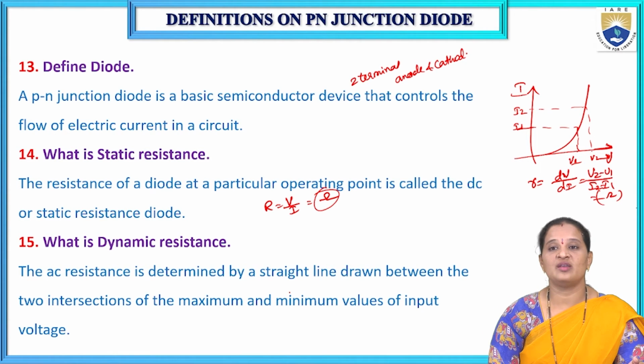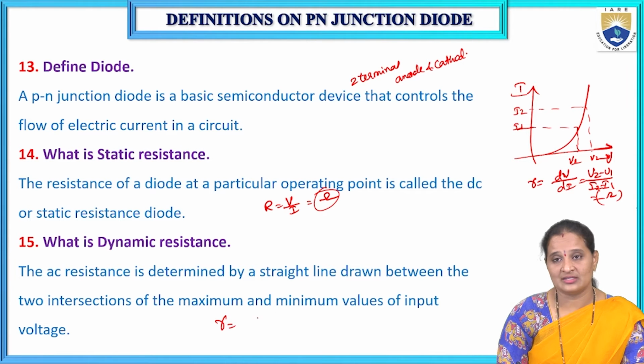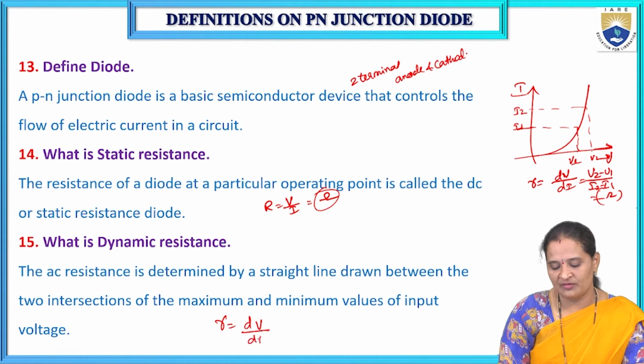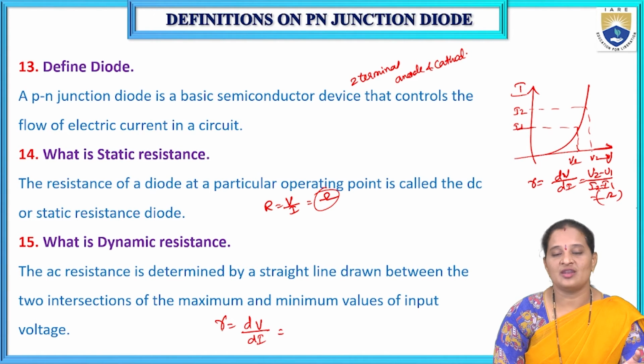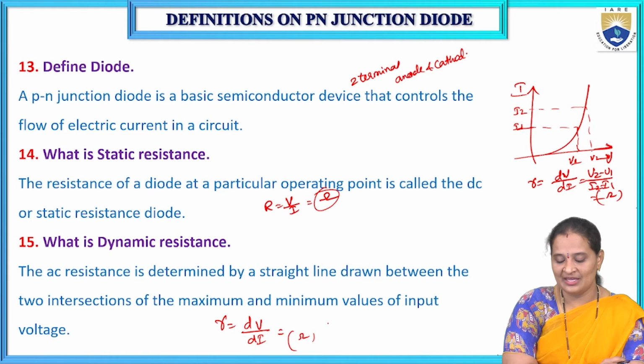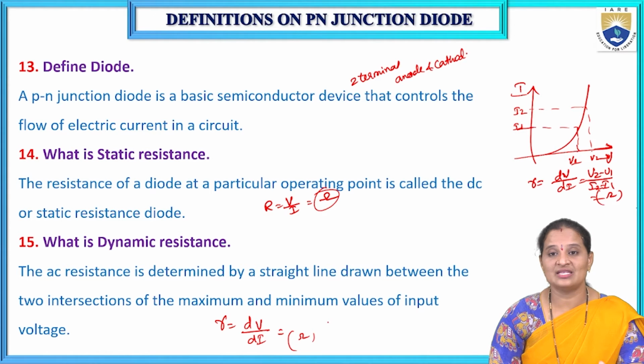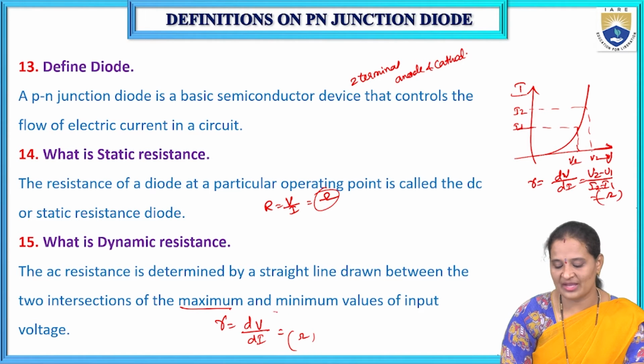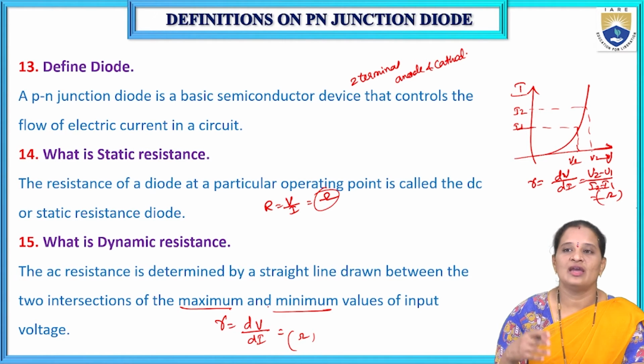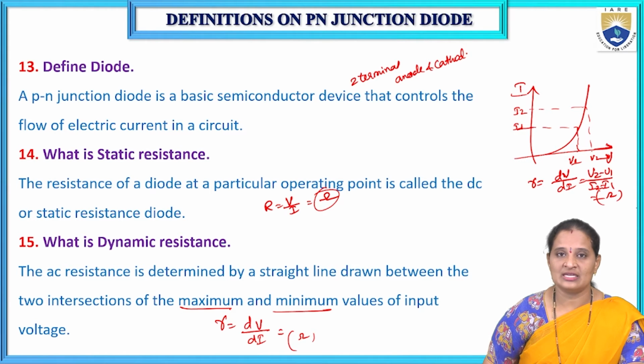It is determined by a straight line drawn between the two intersections of the maximum and minimum values of the input characteristics. Here this is represented with small r, which is given by dV by dI. In other words, we can also define the dynamic resistance or AC resistance as the change in voltage with respect to the change in current, and the unit is also ohms. Why do we call this AC resistance? It is measured under the application of an AC input signal to the diode. So we need to measure the maximum values of input voltage and input current, and then take the ratio between them. That is dynamic resistance.